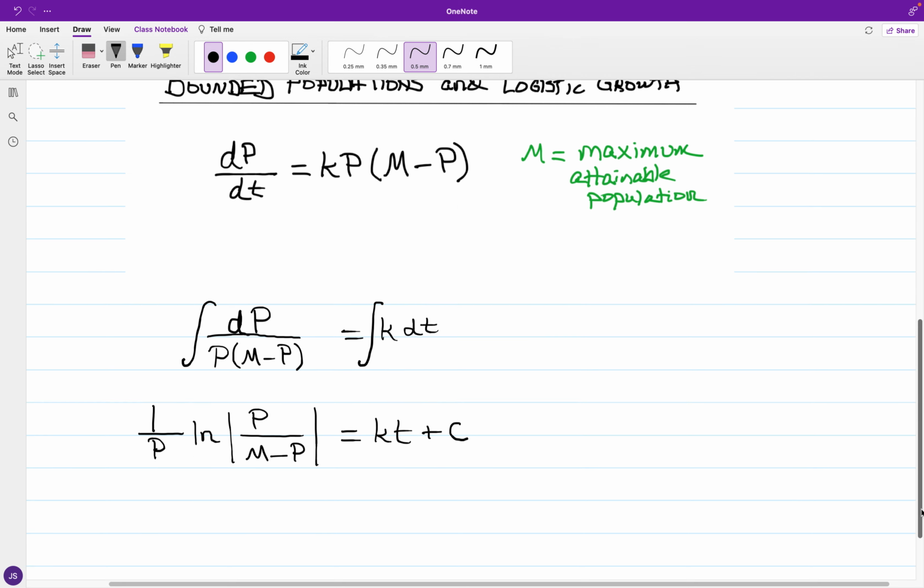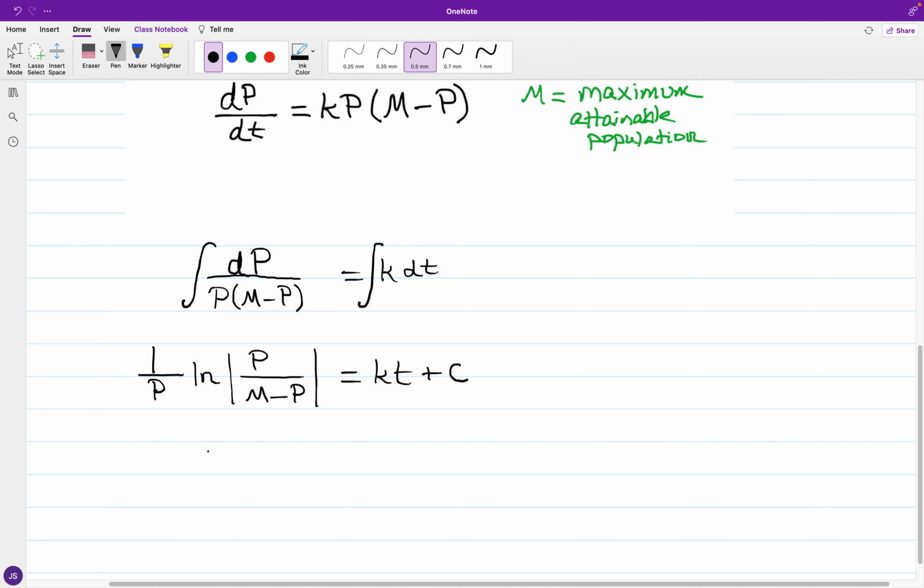And if I were to multiply by P, we just get the natural logarithmic term by itself. So we have the natural logarithm of the absolute value of the ratio P over M minus P, equal to K times P times T. Then we have P times C, and you can just write that as alpha, whereupon alpha is equal to P times C.